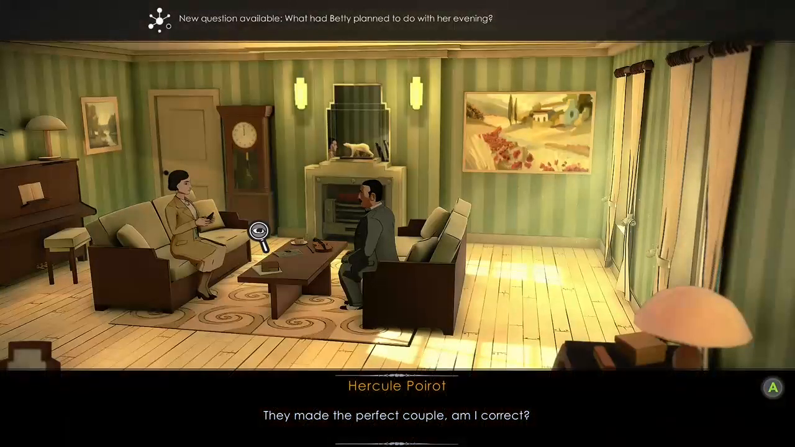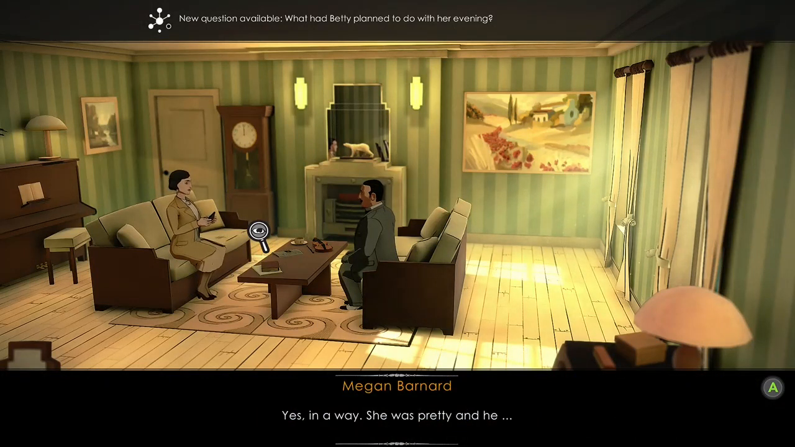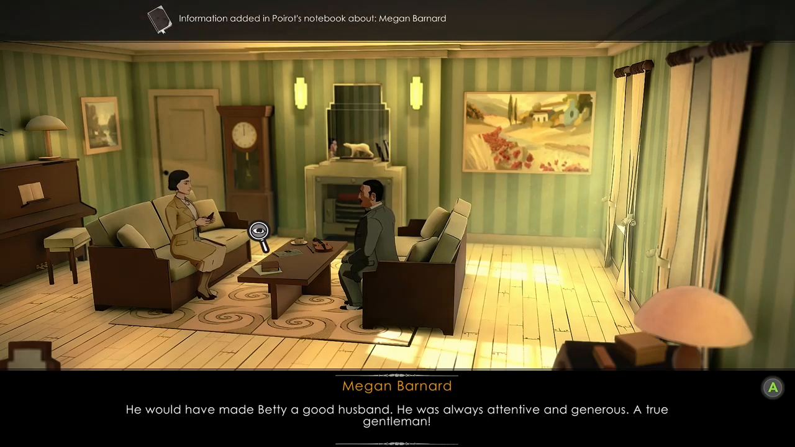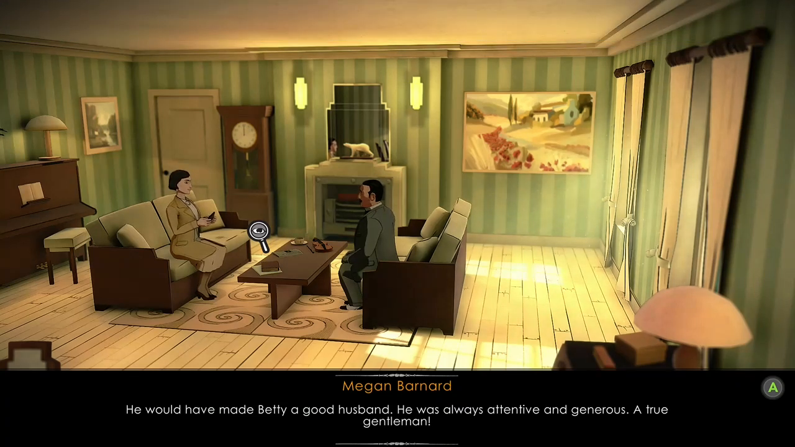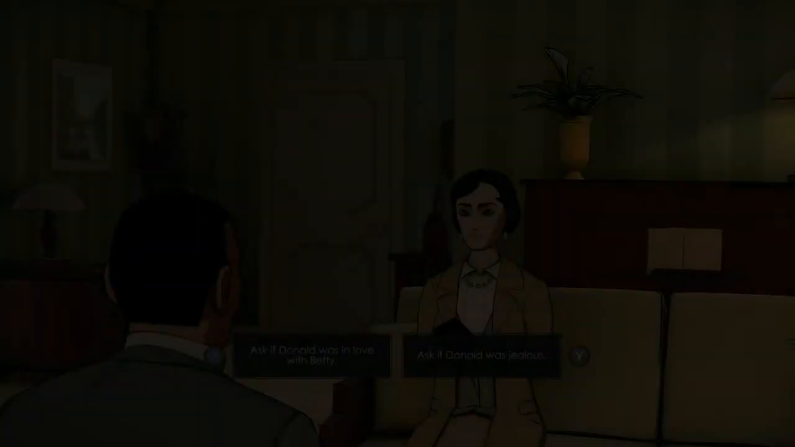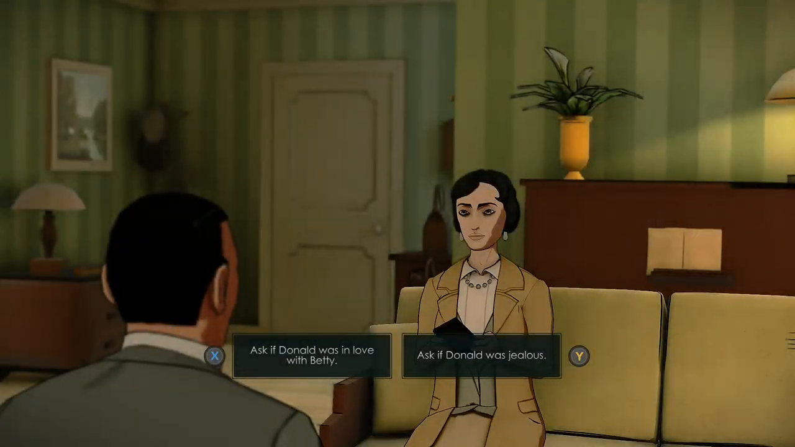They made the perfect couple, am I correct? Yes, in a way. She was pretty and he... Well? He's a bright man, with a promising career ahead of him. He would have made Betty a good husband. He was always attentive and generous. Oh, a true gentleman. She got a crush like nobody's business. I hear a note of envy in your voice. You must have heard wrong. Poirot's not that stupid.